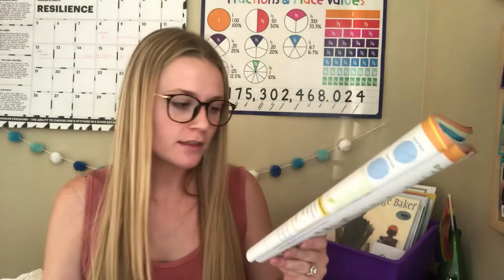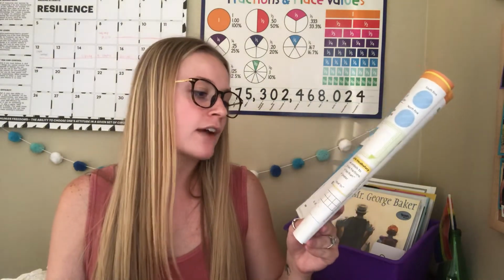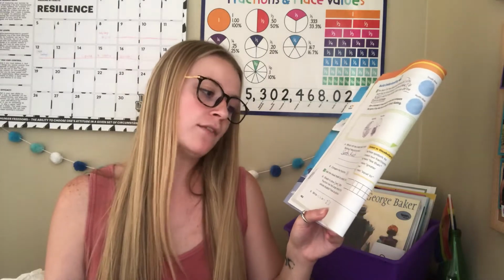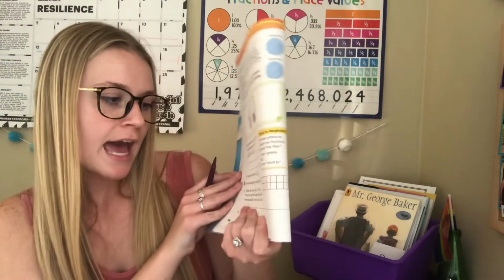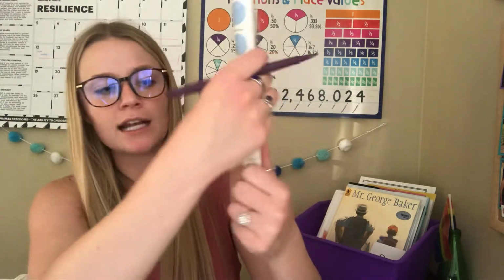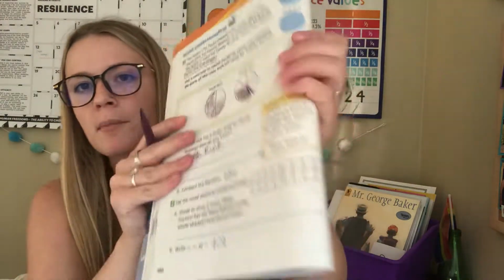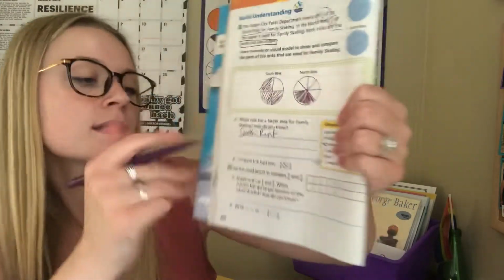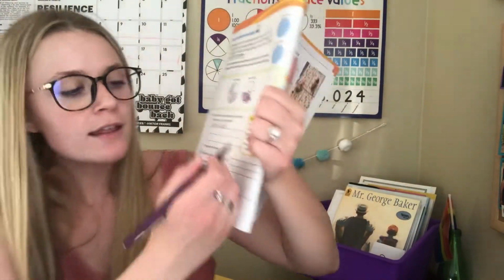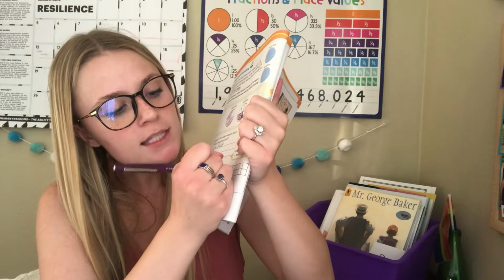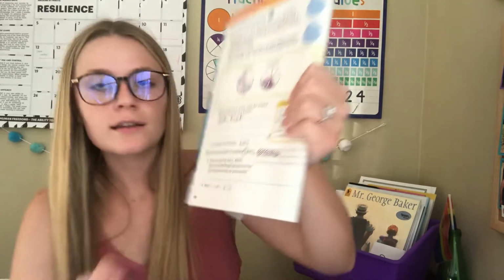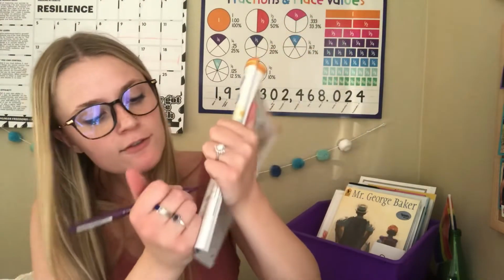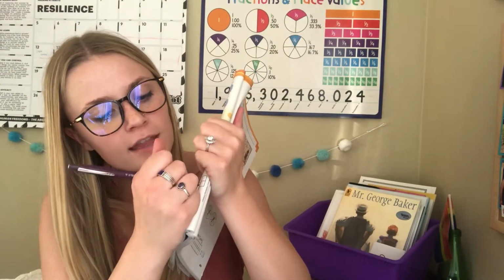All right, number 2. Use the visual model to compare 4/8 and 5/8. Shade to show 4/8 and 5/8. Which fraction has the larger amount of the whole shaded? How do you know? So I have these 2 rectangles that are exactly the same. It's kind of hard to unroll my book, but there are my 2 rectangles that are exactly the same, and they are both divided into 8 equal parts. One of them will show 4/8, so I'll color in 4 of the 8ths. And then one of them has 5/8 shaded, so I'll color in 5 of the 8ths.